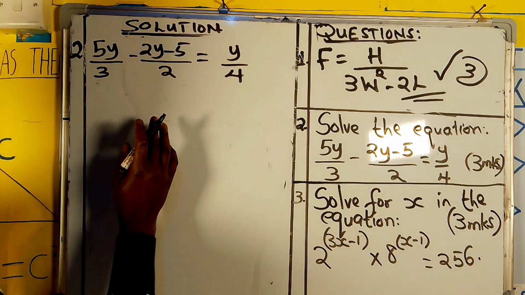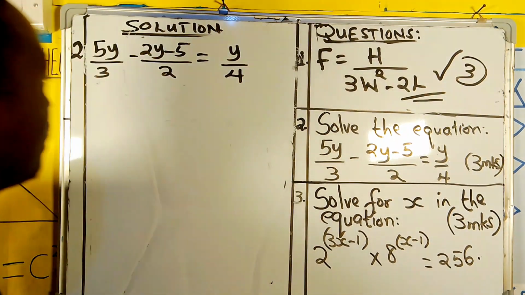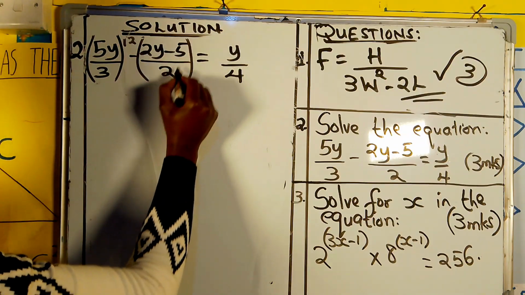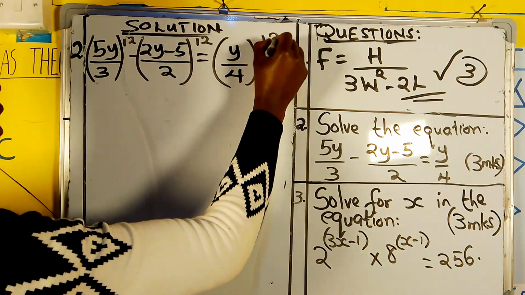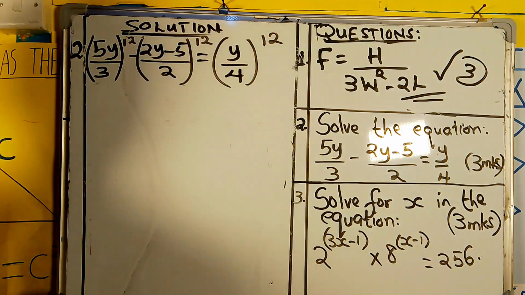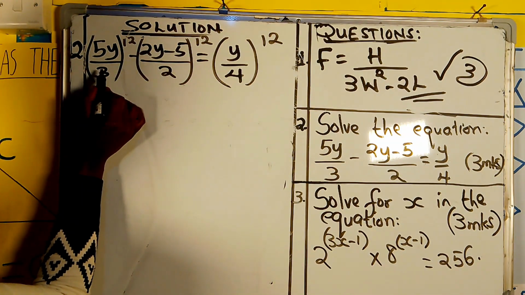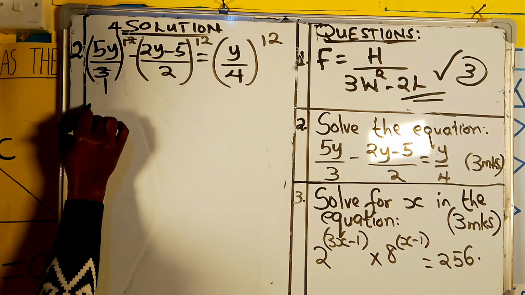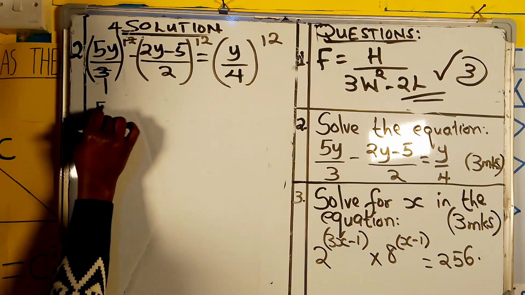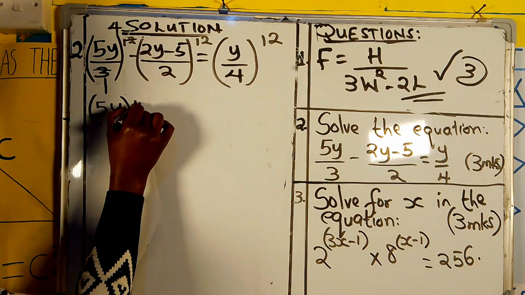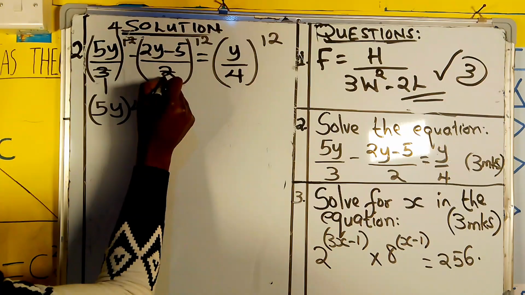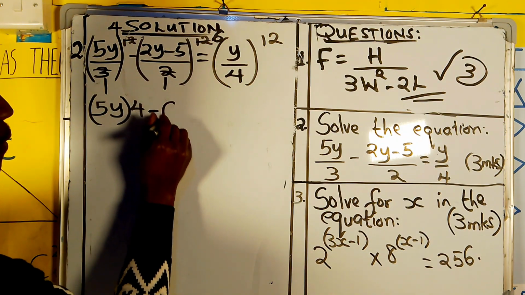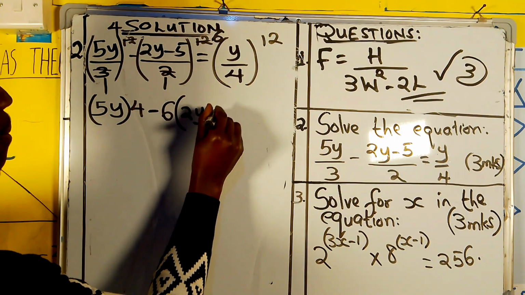So when we multiply all our elements with 12, we are multiplying this with 12. We also multiply this with 12, and we'll also multiply this with 12. That is the simplest way possible we can approach this question. So here we will simplify by 3, 1 by 3. 12 divided by 3 will be equal to 4. So it will be 5y multiplied by 4. Then we go here, 2 by 2, 1 by 2, 6. So it will be minus 6 multiplied by 2y minus 5.